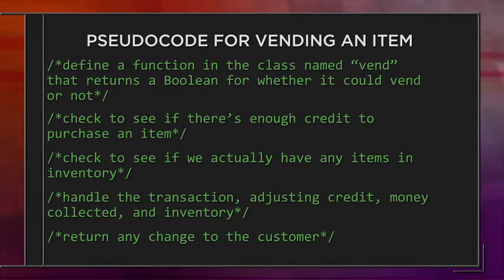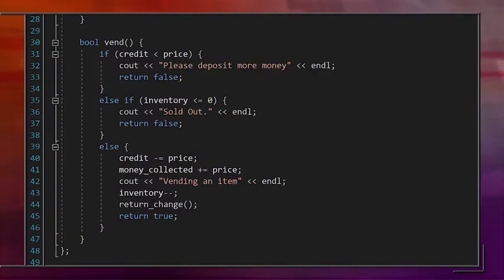Okay, here's how a vend function might look. We'll define a function in the class named vend that returns a Boolean. We'll first check to see if there's enough credit to purchase an item. If the credit built up is less than the price, we'll return false. Nothing will be vended. We'll also print out a note that more money is needed.